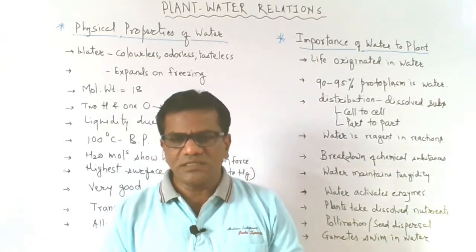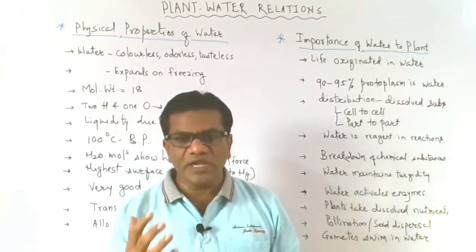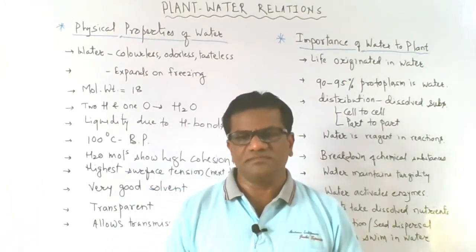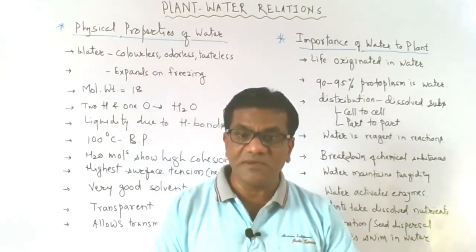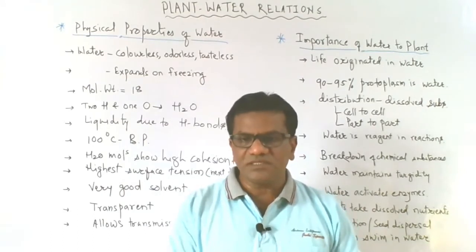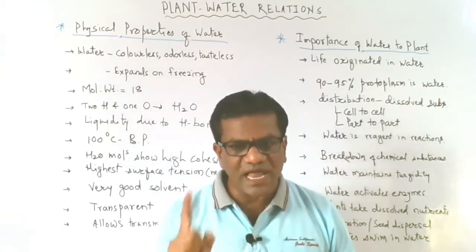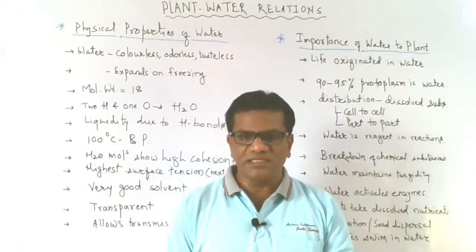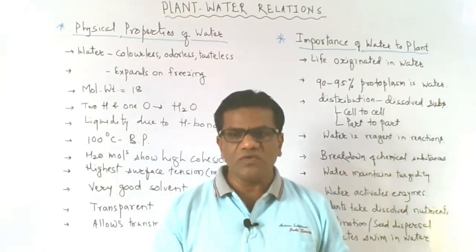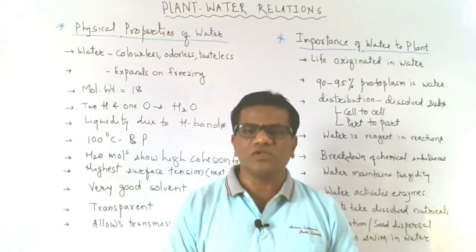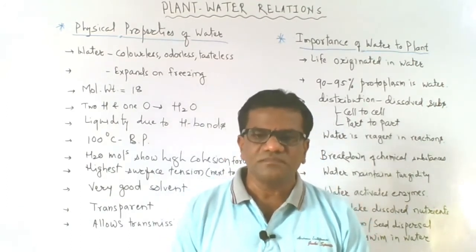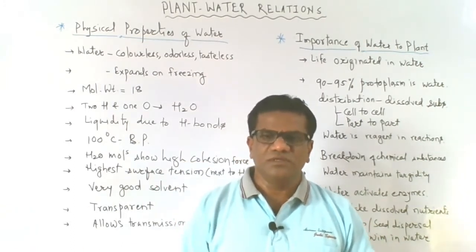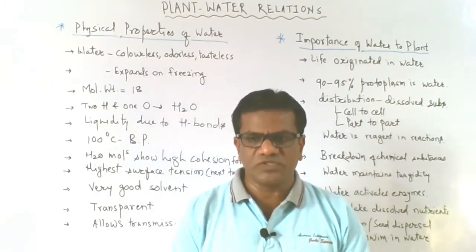You might be knowing that 70% of body weight in animals is water, and 90% of body weight in plants is water. So if a plant weighs 100 kg, 90 kg is water only in that plant, only 10% other substances. See the importance. And why only body weight? In our evolution process also, the first life forms appeared in water.